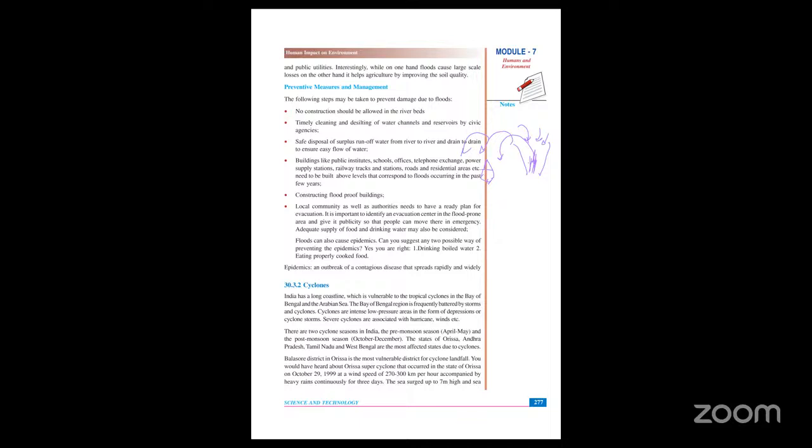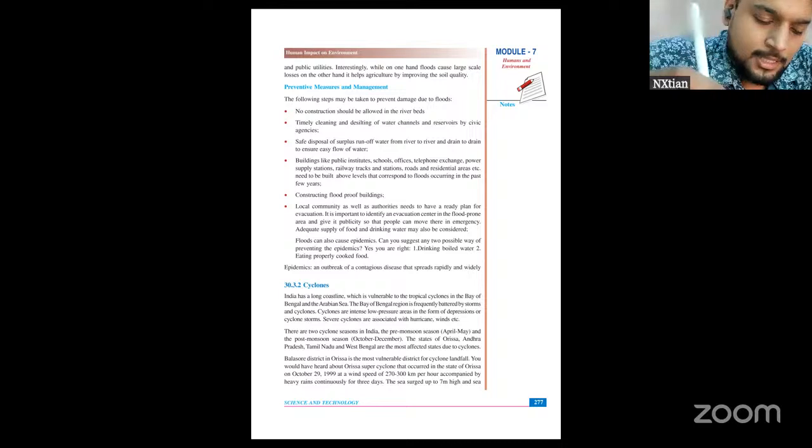Next, construction of flood-proof buildings. Your construction should be flood-proof. If you are living in a flood-prone area, like Uttarakhand, where there is a lot of rain and because of that the river comes out, the building should be a flood-proof building. There are some measures that should be taken up for buildings in flood-prone areas.